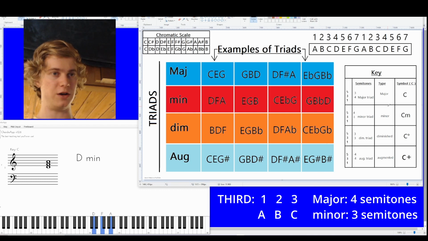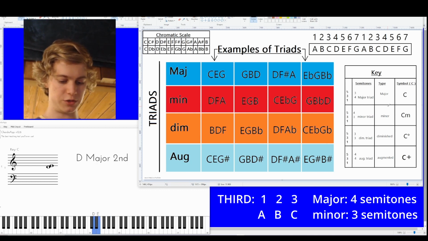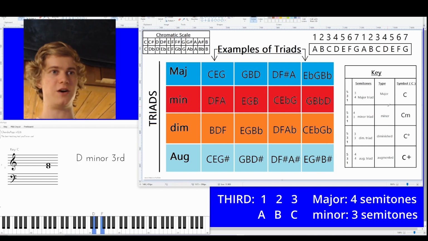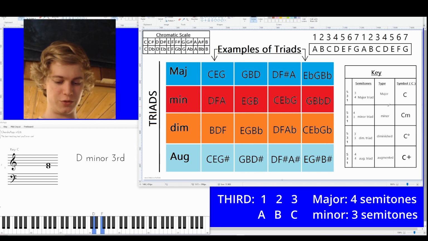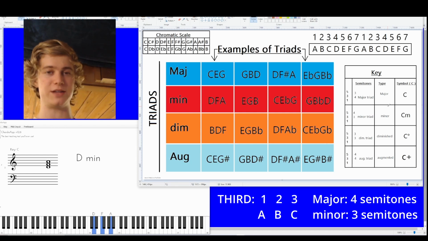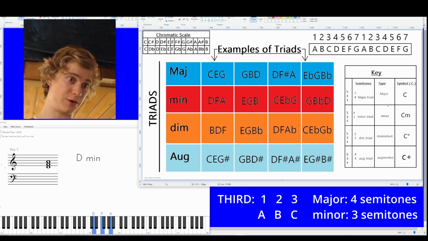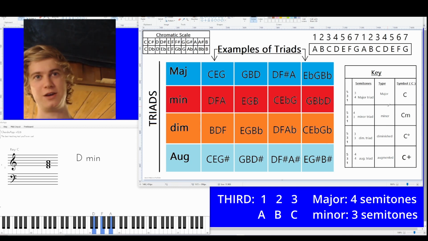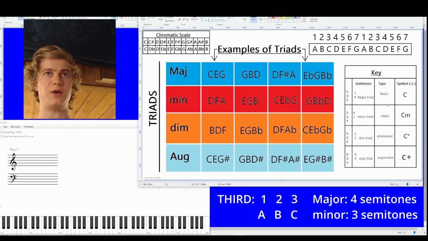So let's start on D, 1, 2, 3, lands us on F. 1, 2, 3, 4 from F lands us on A. Since we have those 3 semitones, minor third, and then 4 semitones, major third, that is what makes a minor triad. So in any case, any notes that you have, if there's a minor third on the bottom and a major third on the top, you have a minor triad.